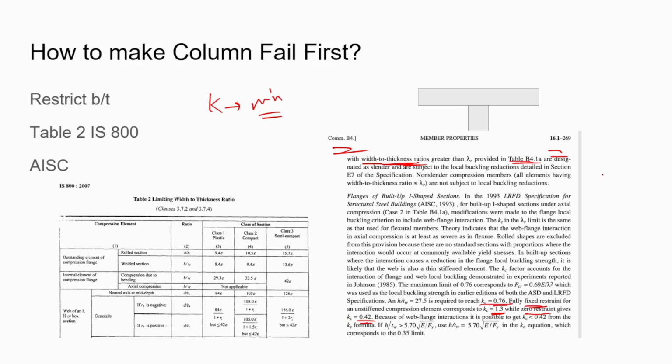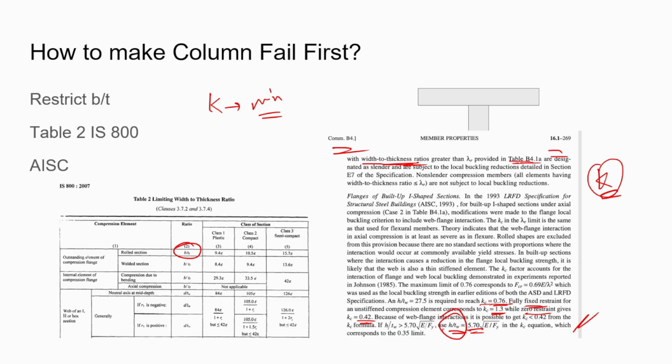So whatever may be the formula for K, we are not bothered about it. But what it has done is restrict H by Tw as 5.7. There are other provisions also, but I'm not going into that. My mission is just to make sure that you understood why these parameters have been defined. What is the basis of that, right?